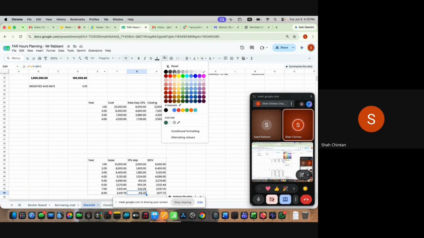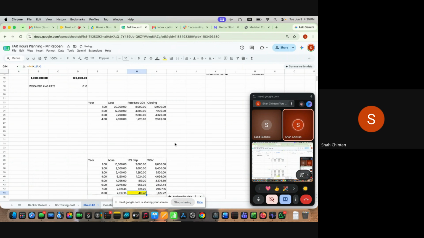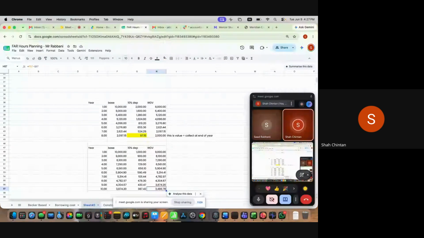Now let's use logic to see why there is a difference. When the asset reaches its 7th year closing, it has a WDV of 2097. Now we know that at the end of the 10th year, which is its original useful life, the asset is going to give me $2,000 of value. So I cannot depreciate my asset further. Why? Because 2,000 is my recoverable value for this asset. I cannot make it 0 today and then record it again in the 10th year.